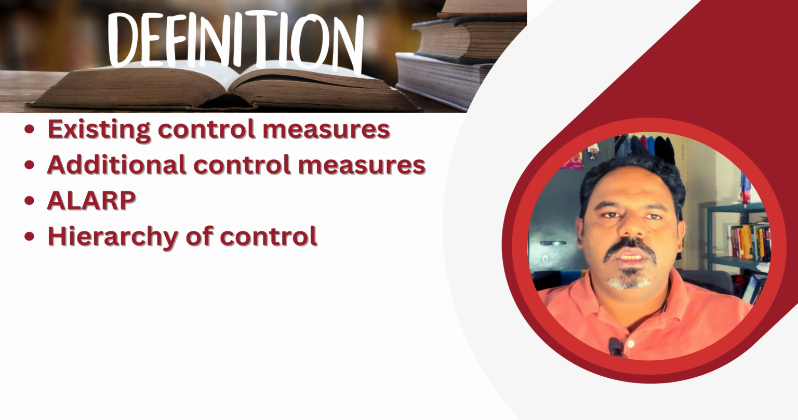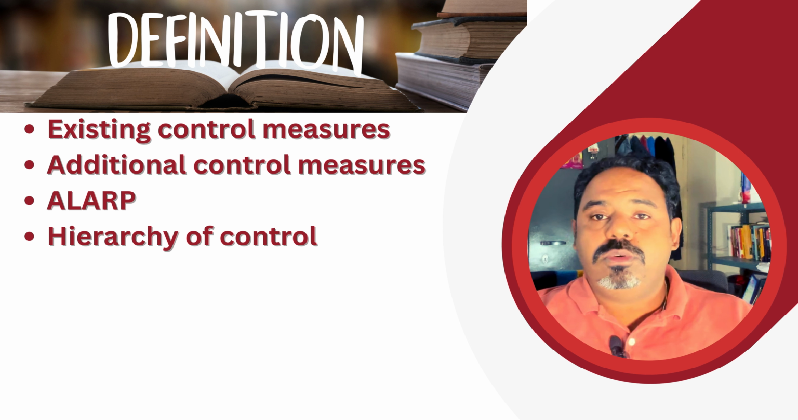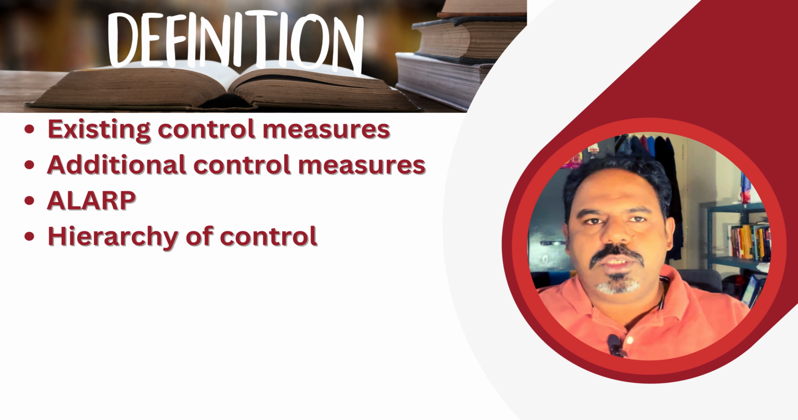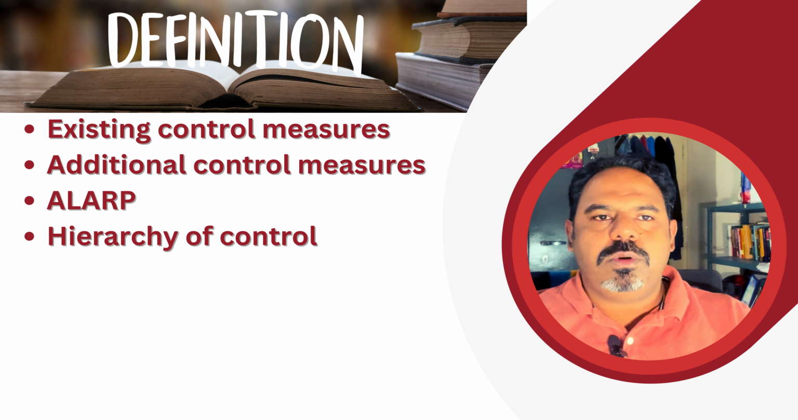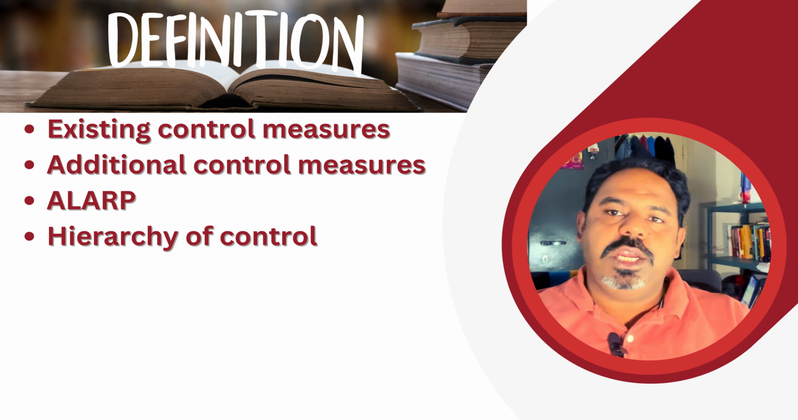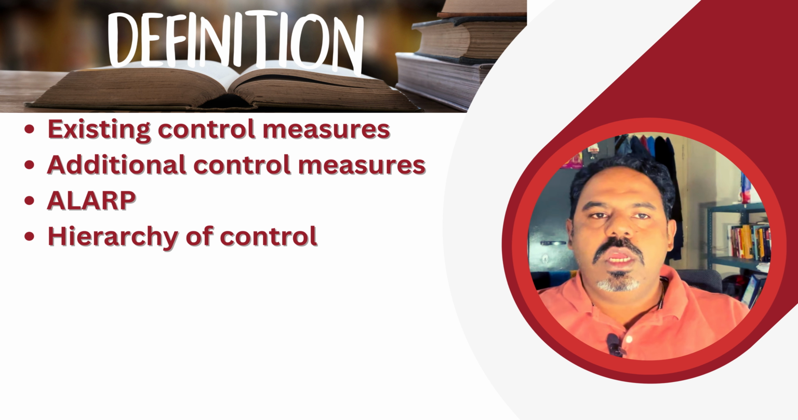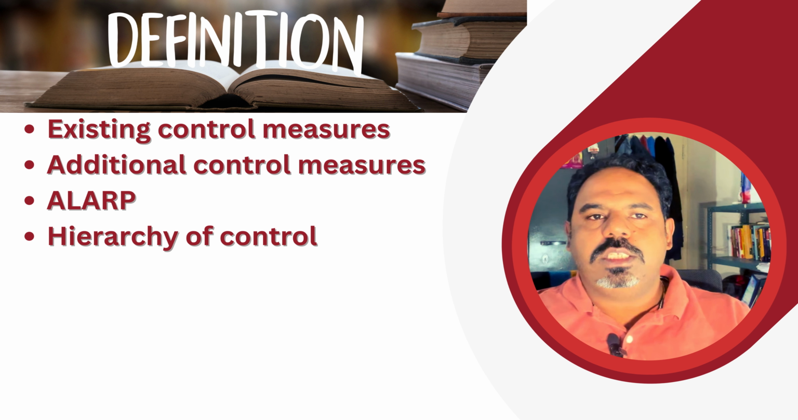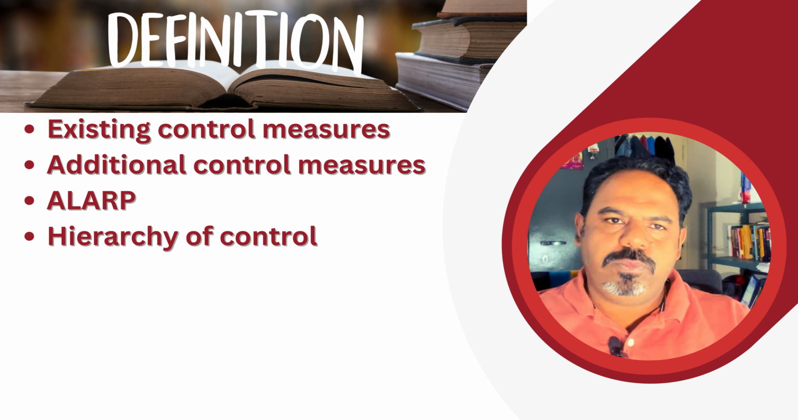Control measures. These are the measures proposed by the HIRA team to reduce or mitigate risk level of a particular hazard. Then we have additional control measures. These are the measures proposed by the HIRA team in addition to the existing control measures to reduce or mitigate risk level of a particular hazard. These measures are normally proposed where risk level is not reduced to acceptable level.